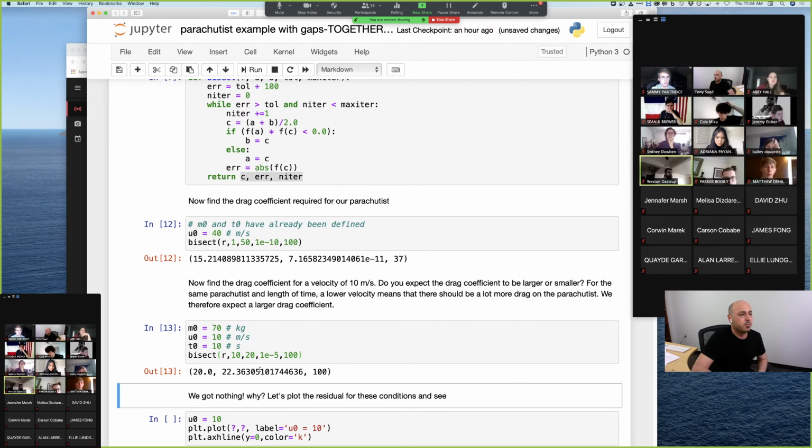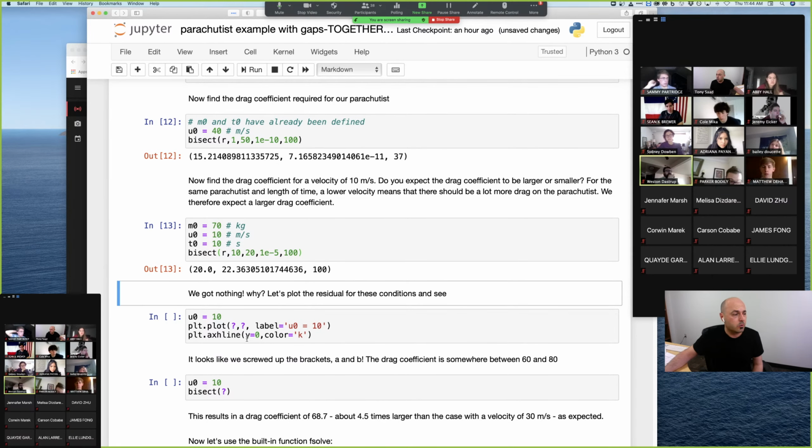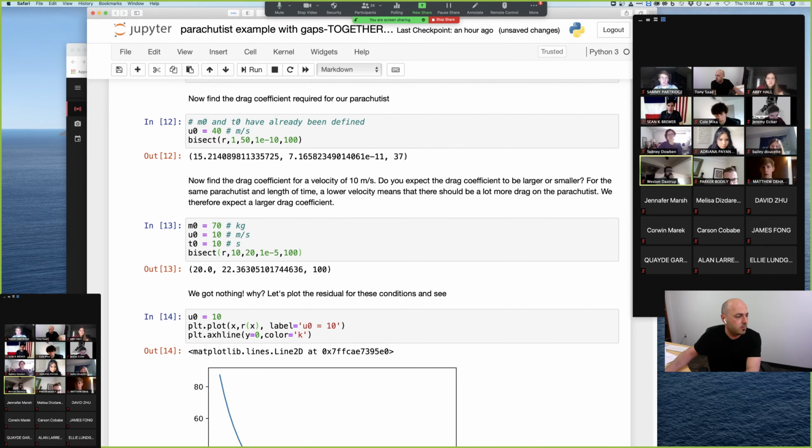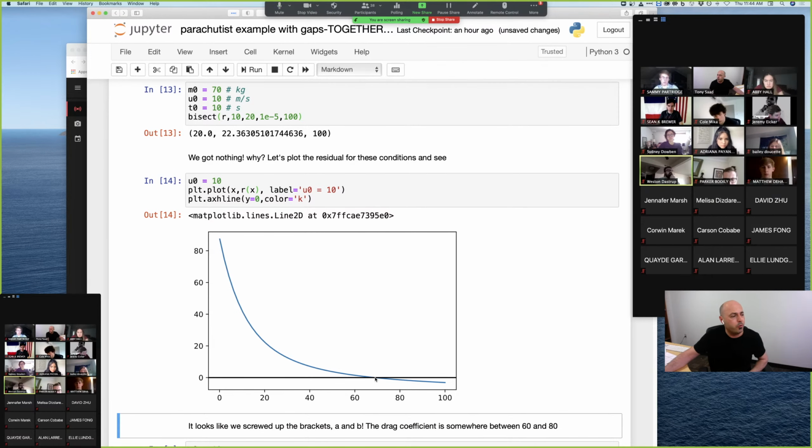And do you know why? Is it because we have the wrong bracket in place? Yes, we got the wrong bracket in place. All right. So to see this, let's just plot our residual function in terms of these values. You see our root is over 60, somewhere around 68 or 70. Our bracket was 10, 20, so we were way off. Our bracket needs to bracket the root. It should be somewhere between 60 and 80.